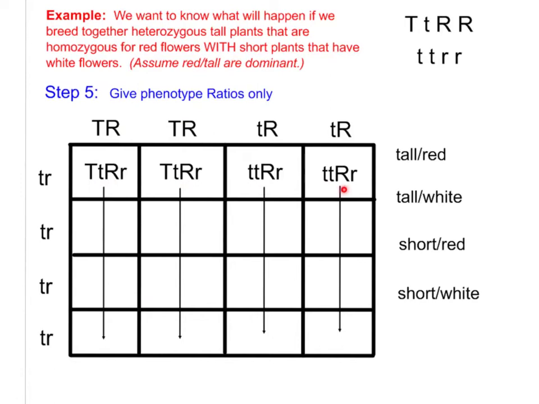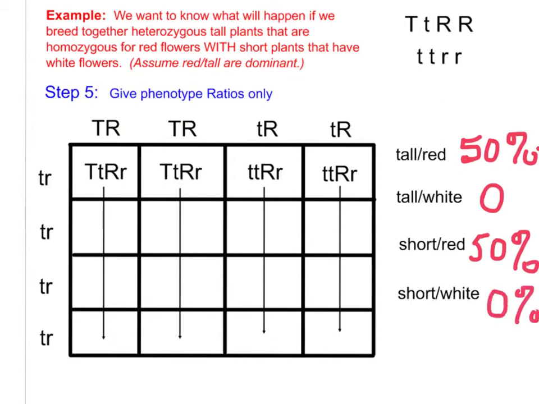So we can write down, we know that if all of these are tall and red, that's 50%. Or 1, 2, 3, 4, 5, 6, 7, 8 out of 16. We can write 8/16. We can write 50%. Or you can do the number counting if you'd like. So that would be tall and red, 50%. We have 0 that are tall and white. Then we have short and red, 50%. And we have 0% that are short and white. And those are our phenotypes for this problem.